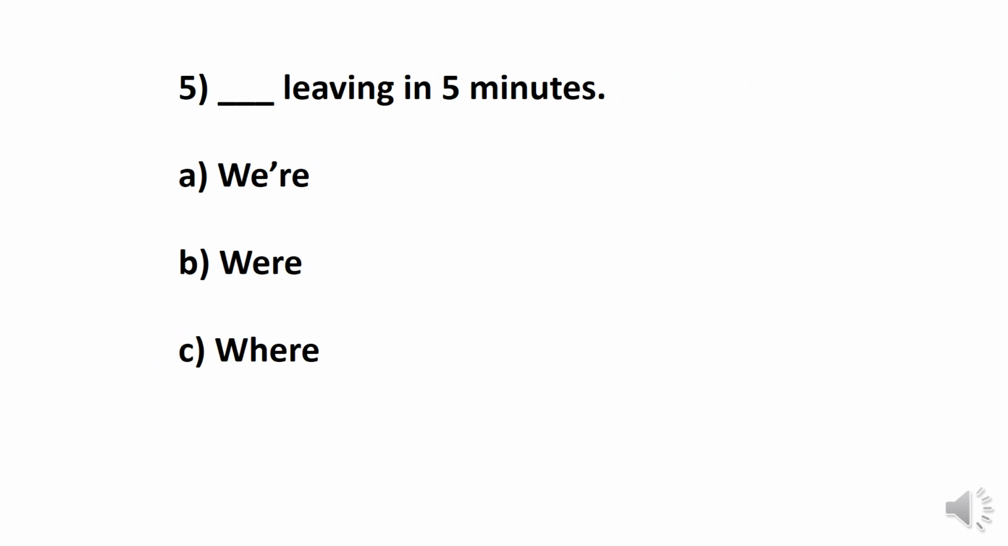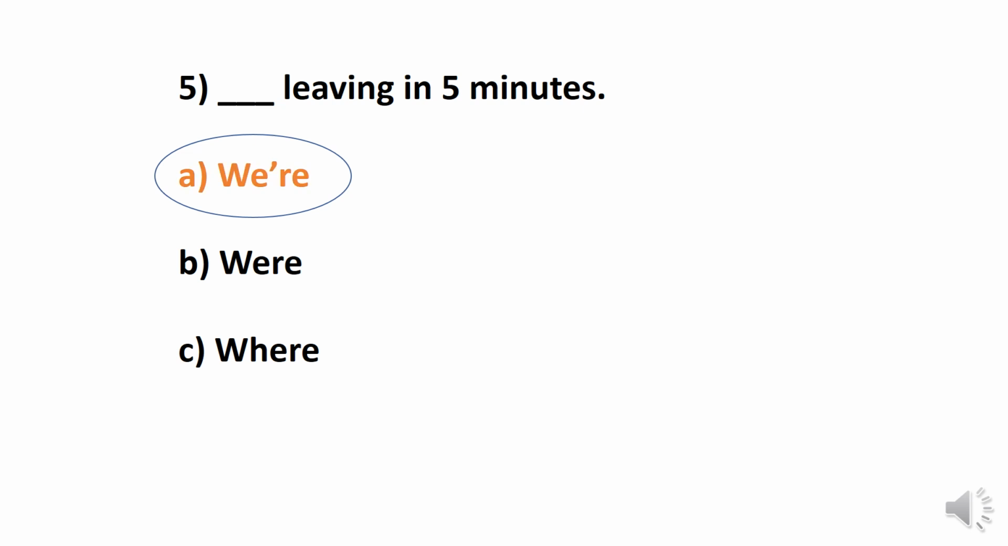Question 5. We're leaving in 5 minutes. Is the answer A, B, or C? What do you think? Well, the correct answer is A. This is another contraction. We are leaving in 5 minutes. The apostrophe needs to be there to show that there's a missing A. The other two words don't even say we're. B says were and C says where. So hopefully you got that one right.